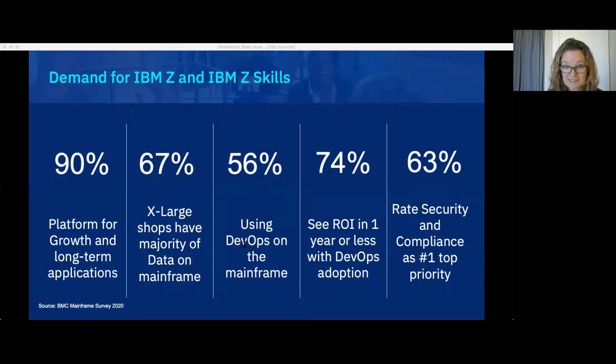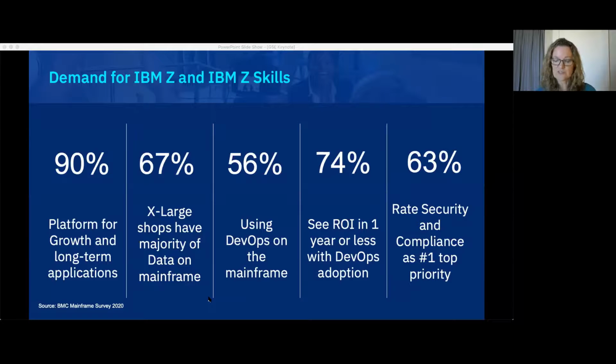And what we're also seeing is, because of the inherent strengths, its heritage of security, resiliency, and scalability, demand for IBM Z and IBM Z skills continues to be very high and growing. I just wanted to share with you some of the recent results from the BMC survey. They had over 1,000 respondents, and from that, 90% of those respondents see this platform for growth and long-term applications.